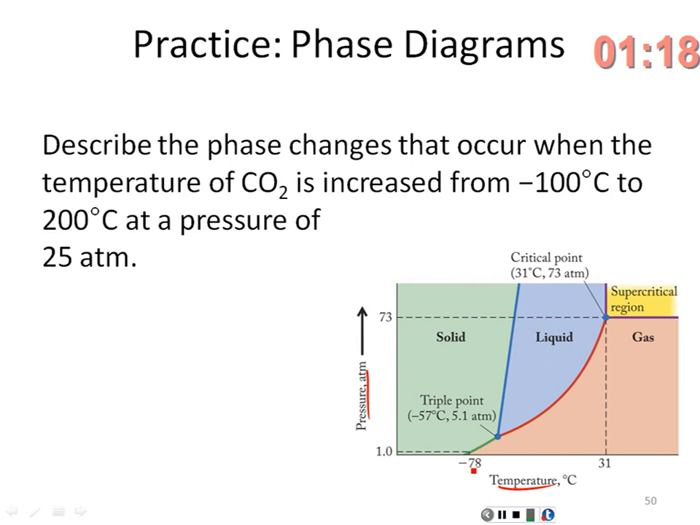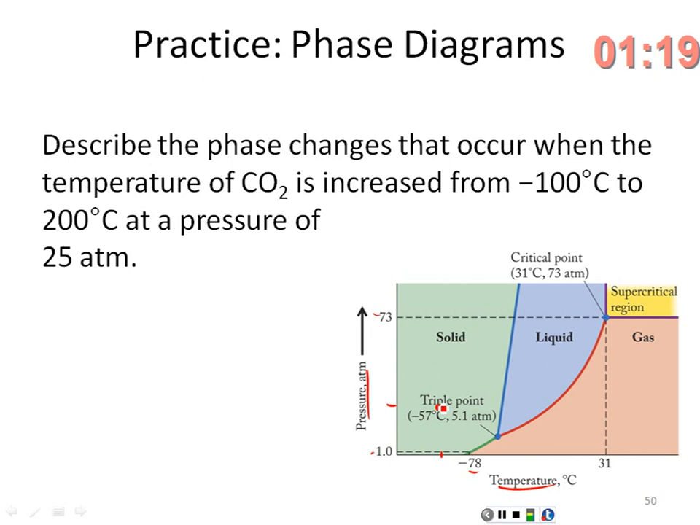So this is negative 78. Negative 100 will be probably about there somewhere, let's say. This is 1 atmosphere, so this is 73, so 25 should be around there. So at 25 atmospheres and minus 100 degrees Celsius, this is the point we'd be at. So we'd be a solid. It'd be solid CO2.